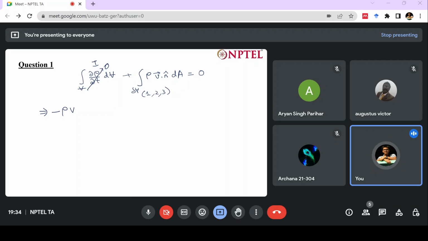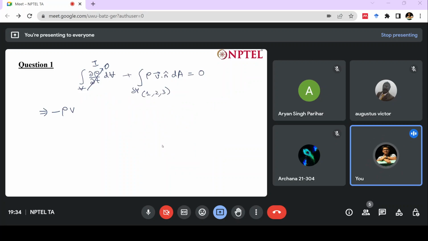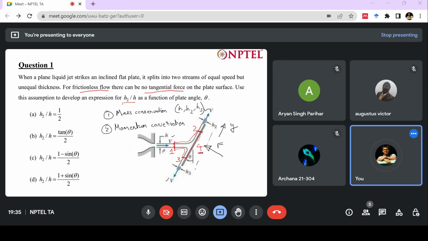This area is basically h times whatever unit width there is. So this is a 2D flux. I am assuming a unit width, so I am not writing the width everywhere. I am writing it as h. Similarly for 2 and 3, I will get h2 and h3. So I will get an expression. This is for my conservation of mass.